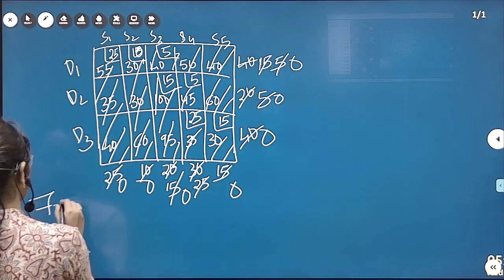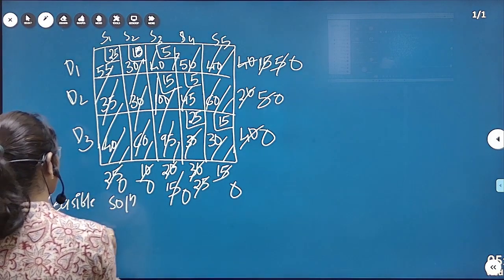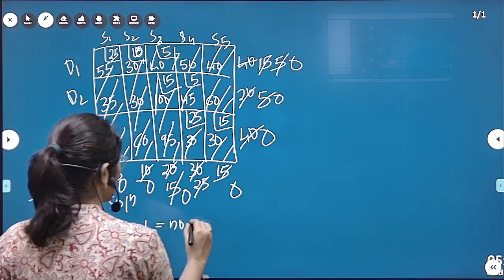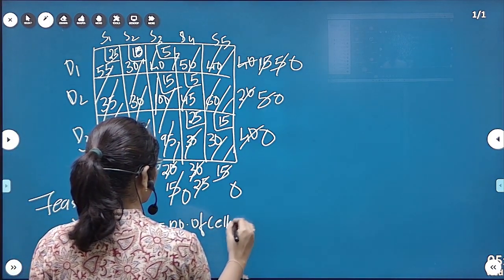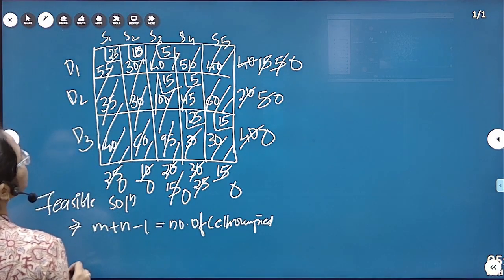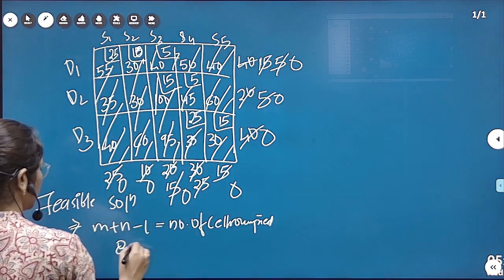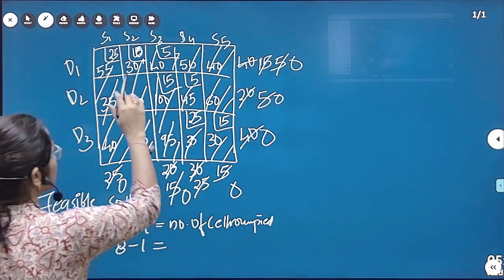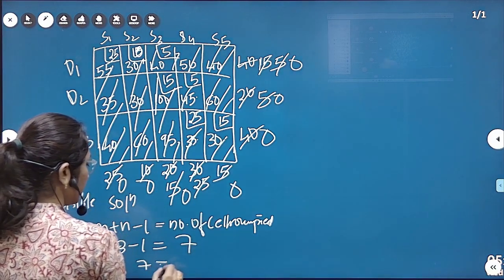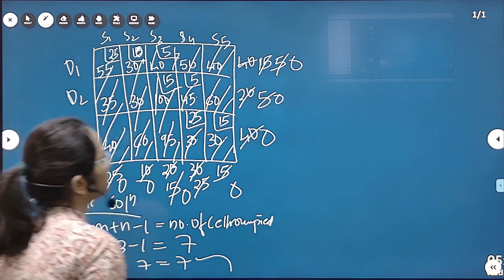So feasible solution. m plus n minus 1 is equal to the number of cells occupied. So what is m? Rows: 1, 2, 3, 4, 5, 6, 7, 8. 8 minus 1 is equal to how many cells are occupied? 1, 2, 3, 4, 5, 6, 7. So 8 minus 1 is 7, right? So 7 is equal to 7. So our solution is feasible.